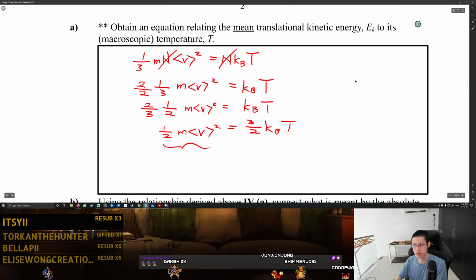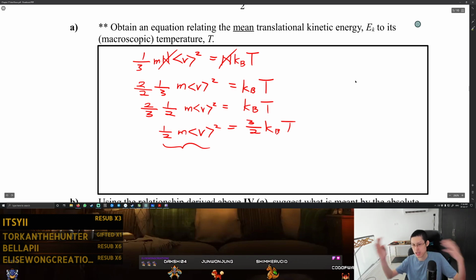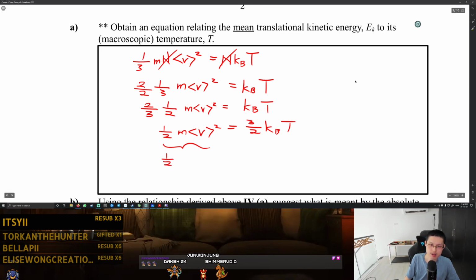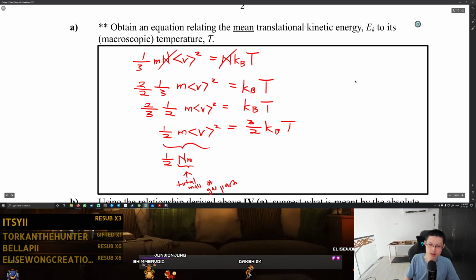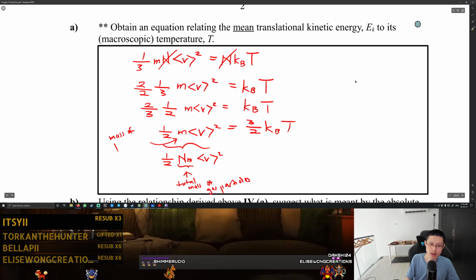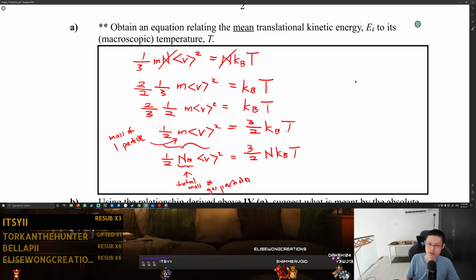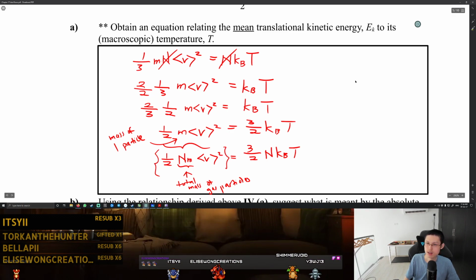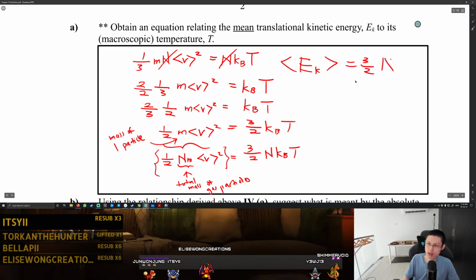So if you're trying to refer to the mean translational energy of all the gas particles, you have to multiply both sides by N. This actually refers to the total mass of gas particles, but this m here is just the mass of one particle. So if you multiply this by N, that means this guy on the right would be nkBT. There we go. So this entire thing here on the left is the mean translational kinetic energy of the gas. So that's going to be the mean Ek equals 3 over 2 nkBT.